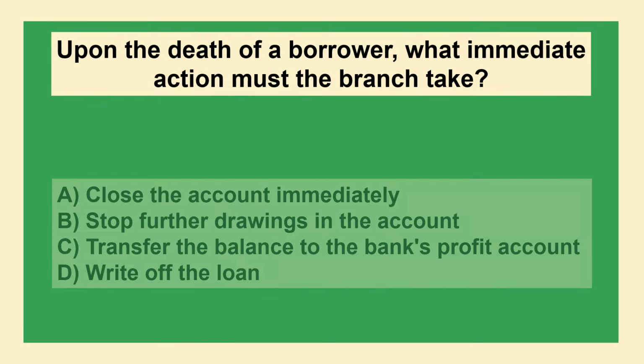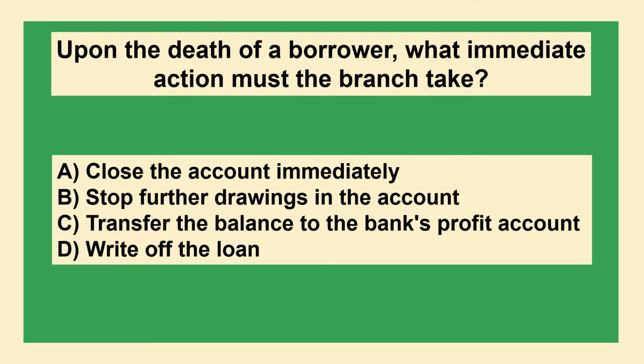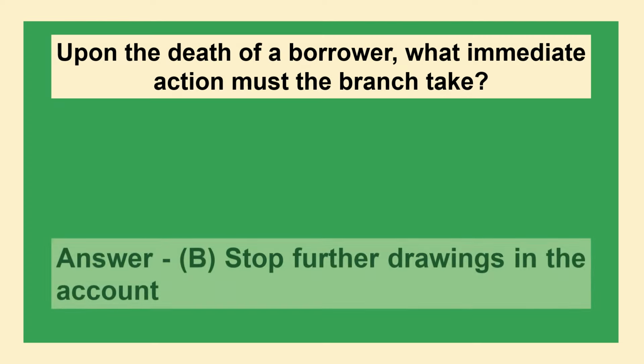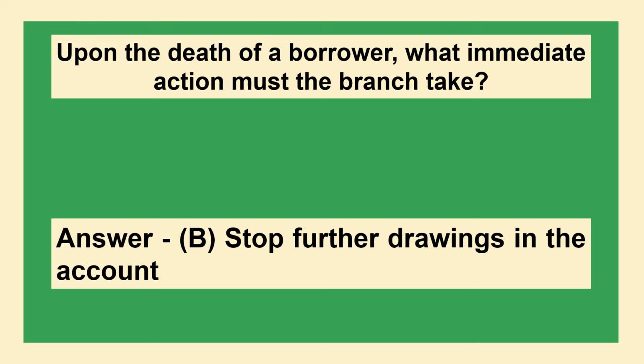The next question is upon the death of a borrower, what immediate action must the branch take? Option A close the account immediately. Option B stop further drawings in the account. Option C transfer the balance to the bank's profit account. Option D write off the loan. And the correct answer is option B stop further drawings in the account.